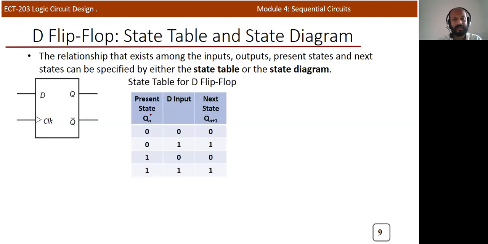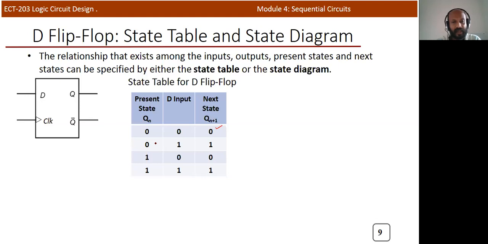So in a state table, we'll write the present state, that is Qn, and the D input. What will be the next state? That is almost similar to your truth table: present state, D input, and next state. So present state is 0 and the D input is 0, so the next state will be 0.